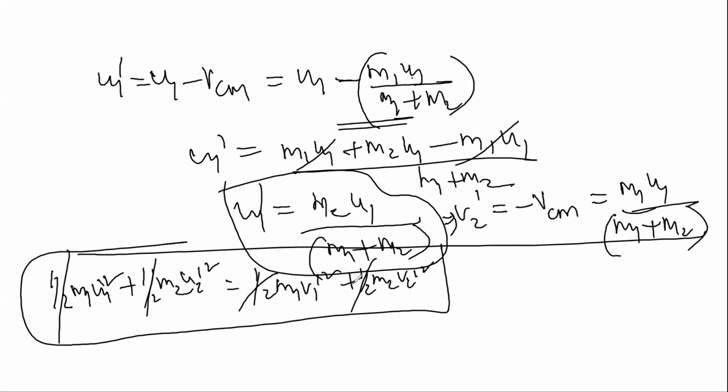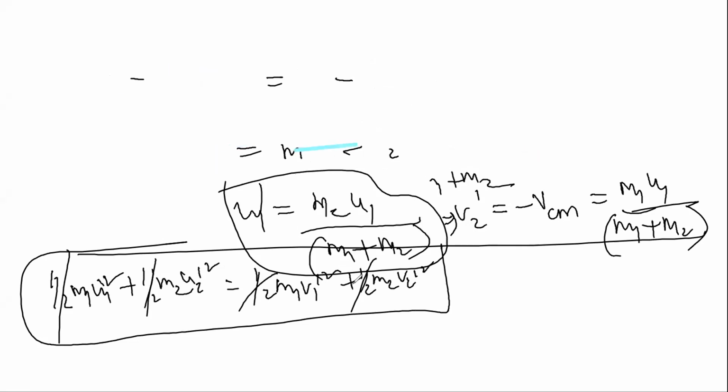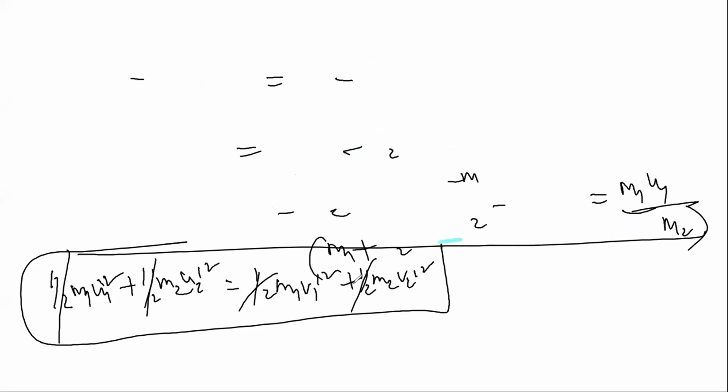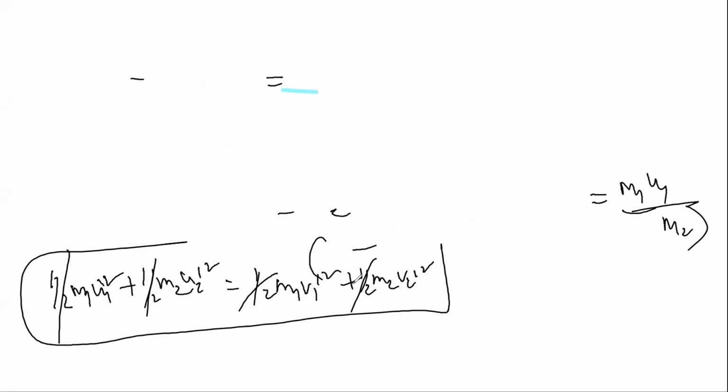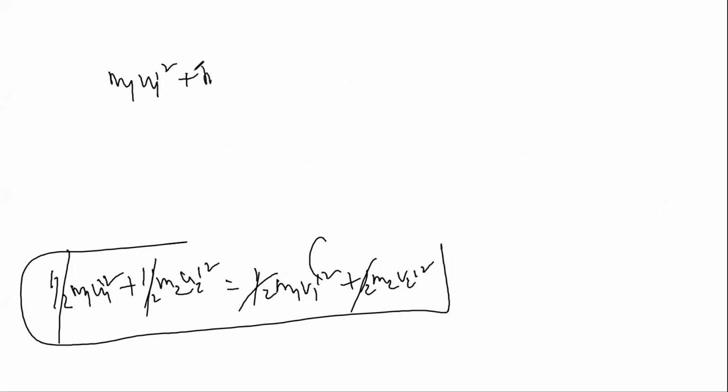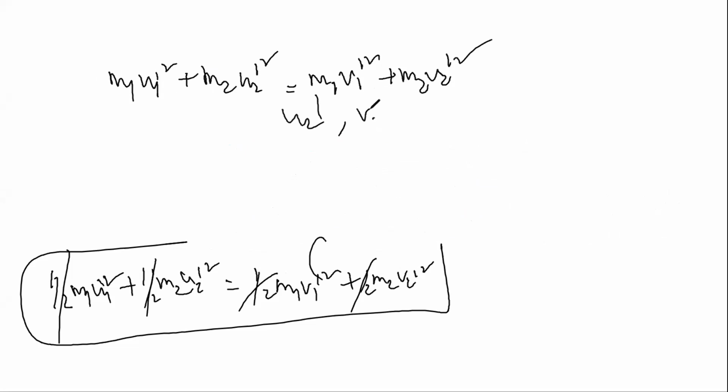So what I'll get? I'll get on both sides m1 u1 dash square plus m2 u2 dash square equal to m1 v1 dash square plus m2 v2 dash square. Okay, now substituting u2 dash and v2 dash from the two previous equations which I have written here.